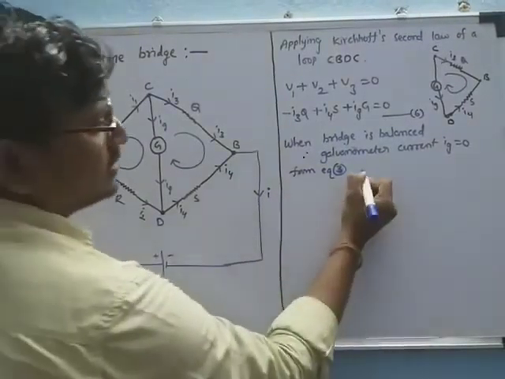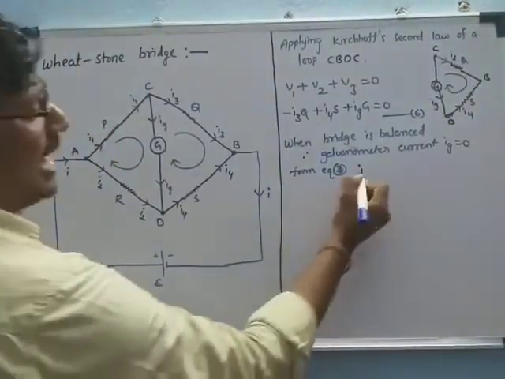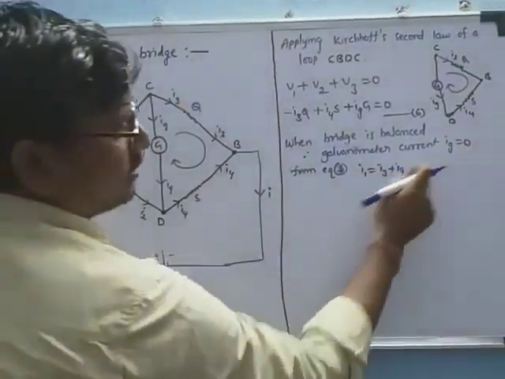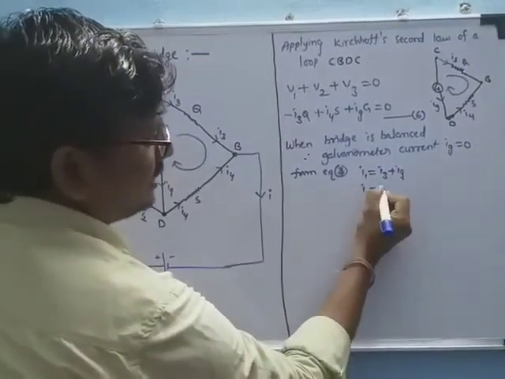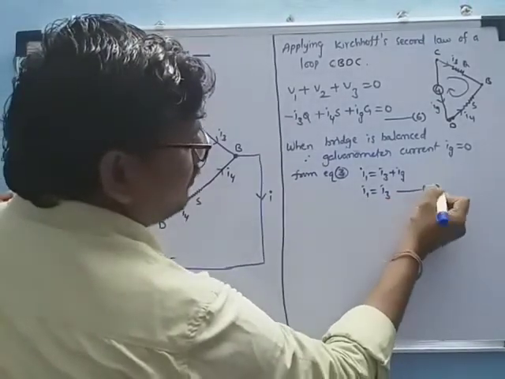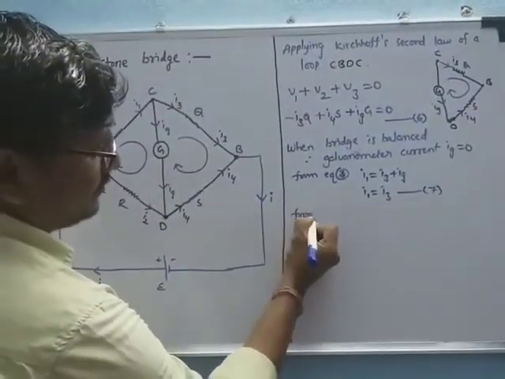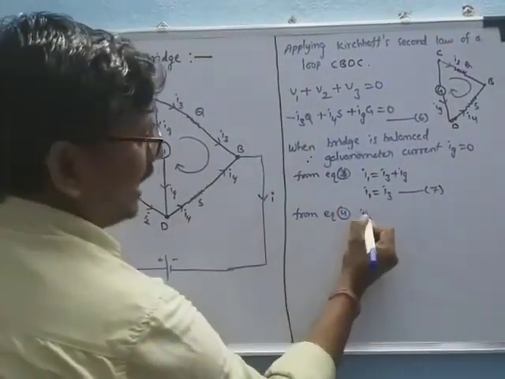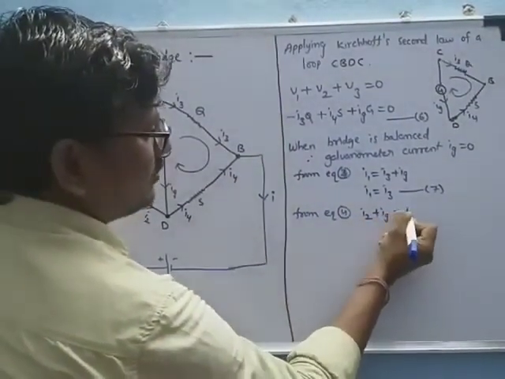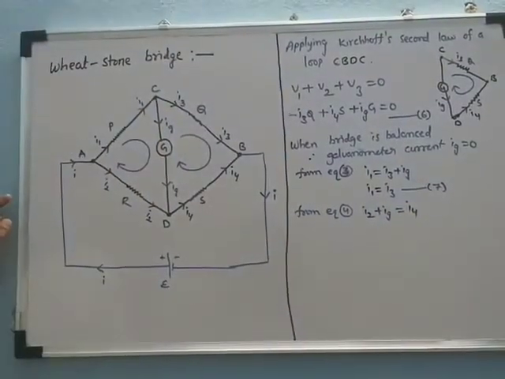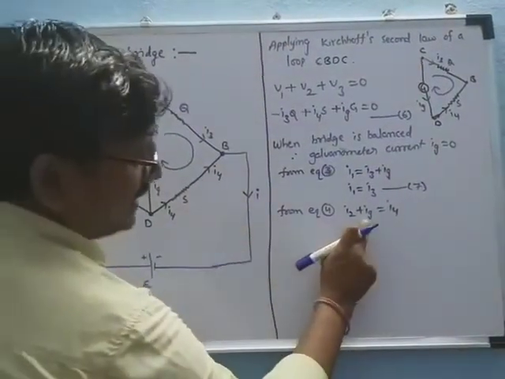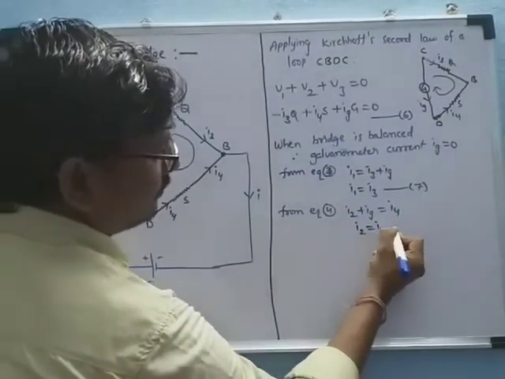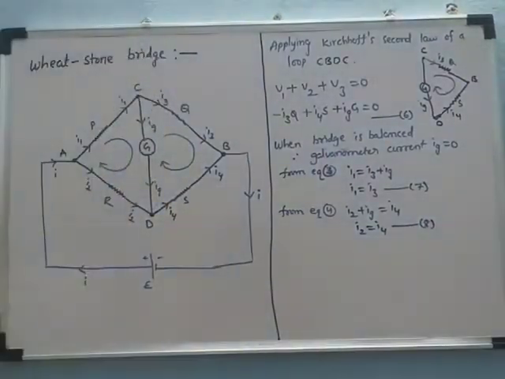But in equation 3, what is there here? Equation 3 is I1 is equal to I3 plus Ig. Now Ig is equal to 0. That is I1 is equal to I3. This is considered equation number 7. Next, from equation 4: I2 plus Ig is equal to I4. Then Ig is 0, negligible. I2 is equal to I4. This is considered equation number 8.